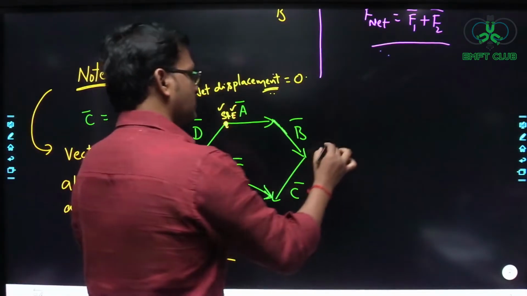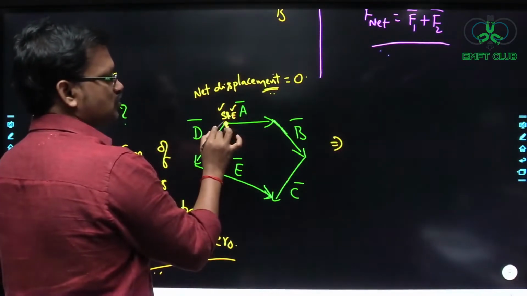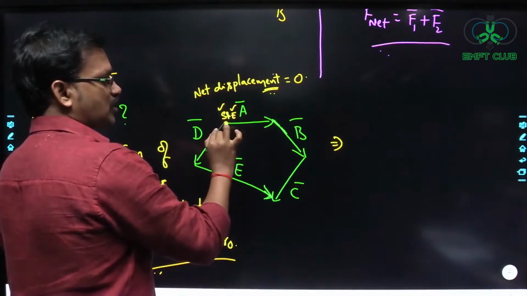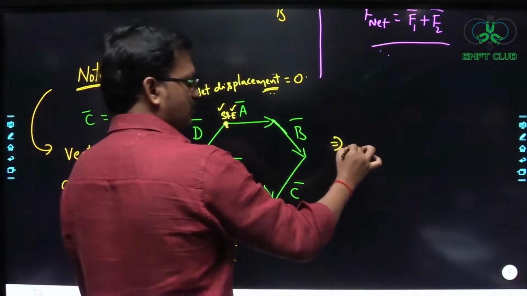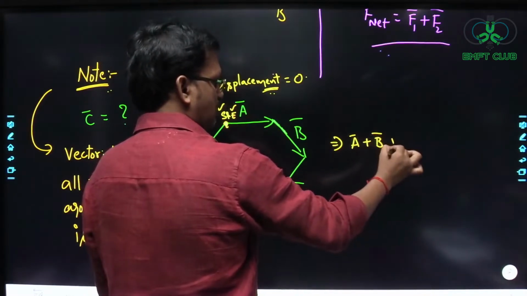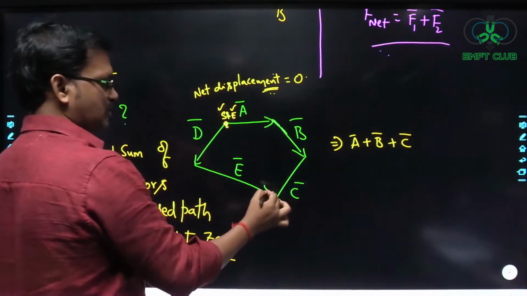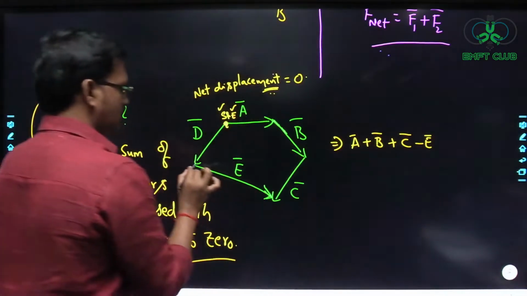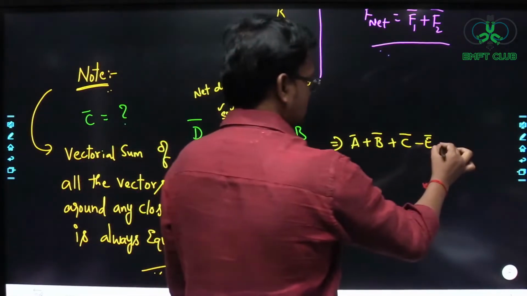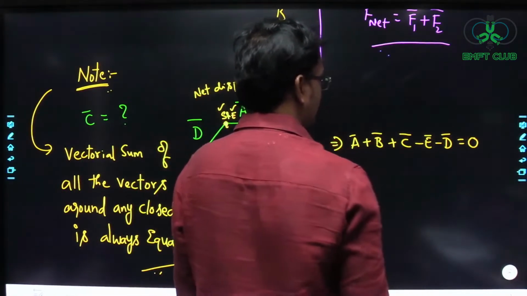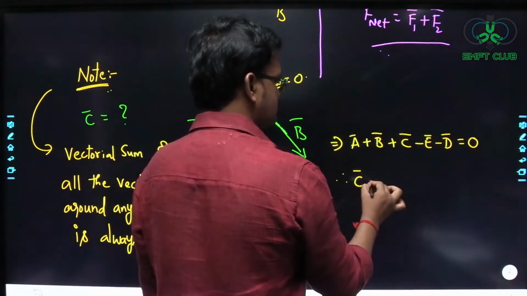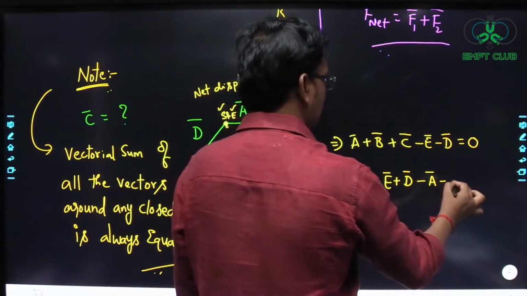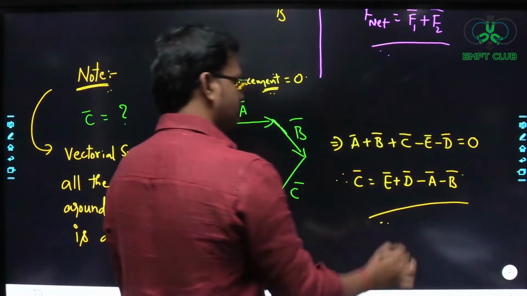So from here what are you going to get? Start from here. Let us assume you are moving in the clockwise direction. Then you get a bar plus b bar plus c bar, and here you are moving against the vector, so you get minus e bar. Here again you are moving against the vector, that is minus d bar, equal to 0. Therefore the expression for c bar is e bar plus d bar minus a bar minus b bar.